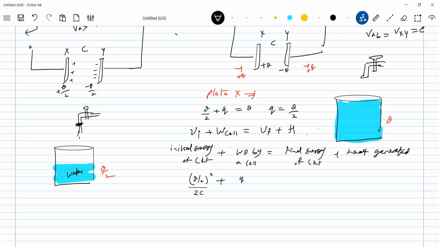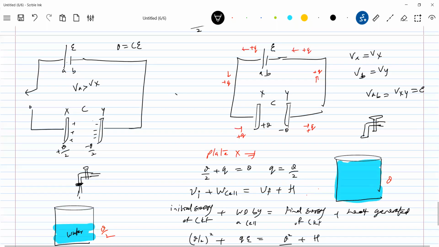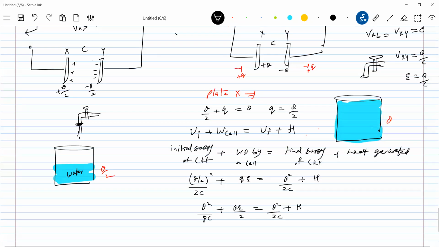Work done by the cell is Q into E. Final energy in the circuit is Q square by 2C plus heat generated. So this will be Q square by 8C, this will be QE by 2, Q square by 2C plus H. Further, E, what can you write from the formula? From the formula, Vxy equals Q by C, no? So therefore E equals Q by C. So in place of E, what can you write? Q by C.